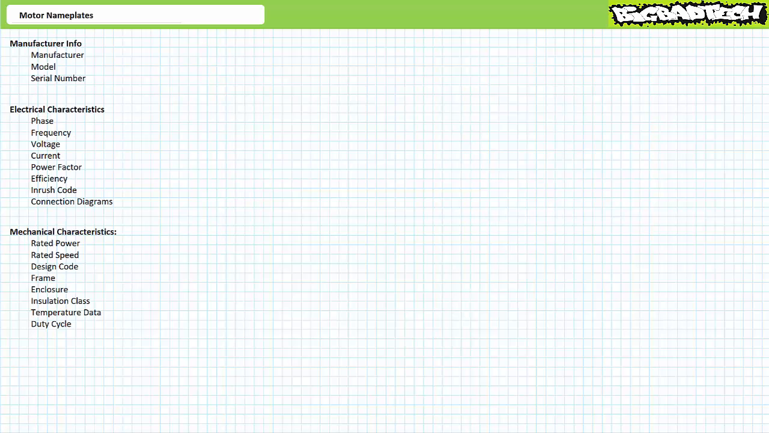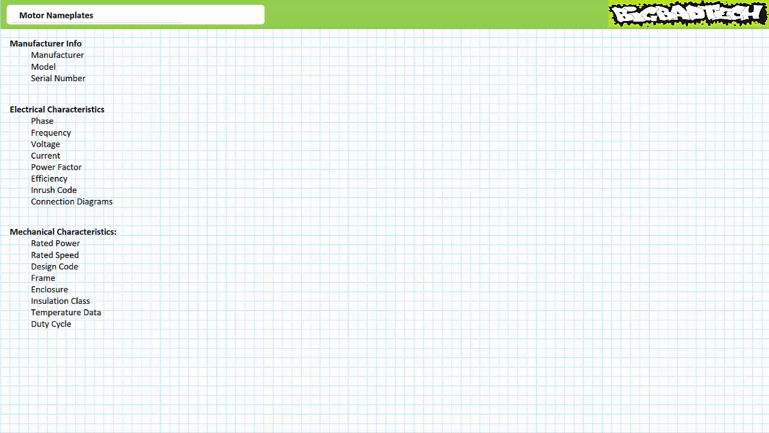There's a bunch of different information on motor nameplates, but I like to classify each piece of data as belonging in one of three different informal categories: manufacturer information, electrical characteristics, and mechanical characteristics. Some motor nameplates also feature additional optional information. This lecture will restrict itself to discussing the most common and important entries.